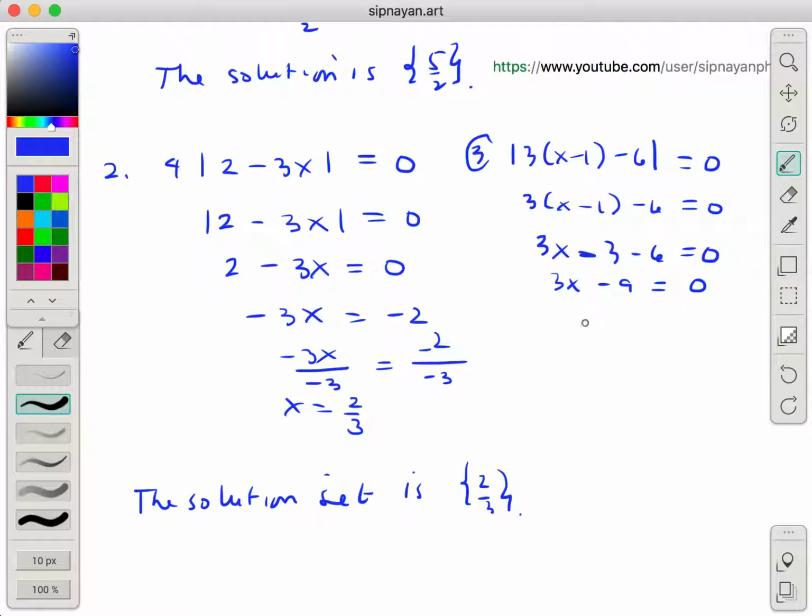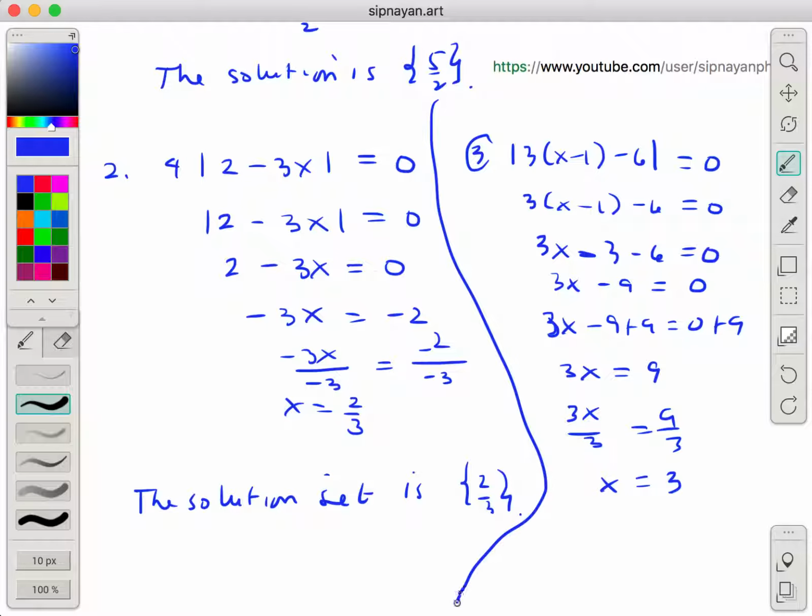And then add 9 to both sides. We have 3x minus 9 plus 9 equals 0 plus 9, meaning 3x is equal to 9. The minus 9 plus 9 cancels out. Then we divide both sides by 3. We have 9 over 3, which means that x equals 3. So the solution set is 3.